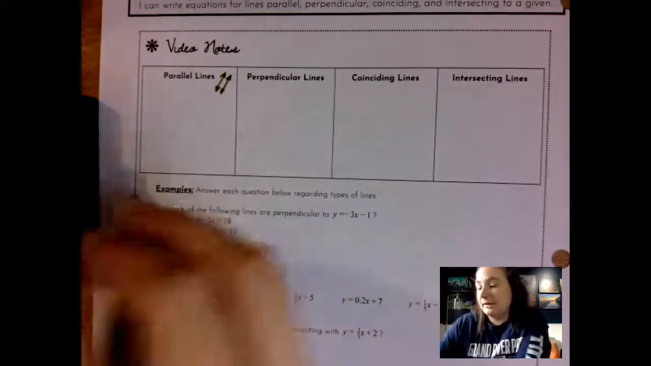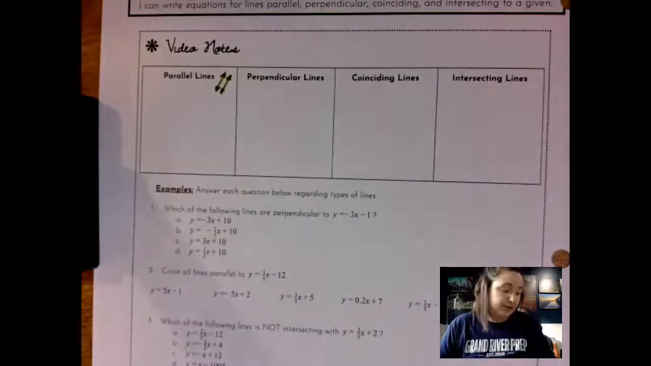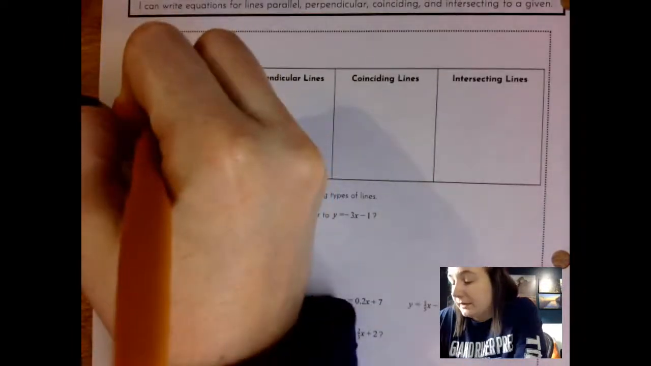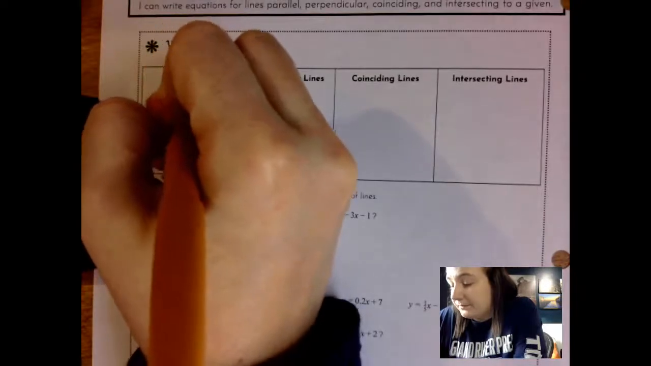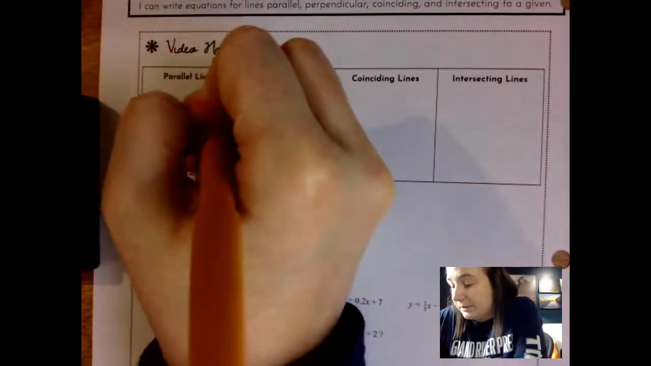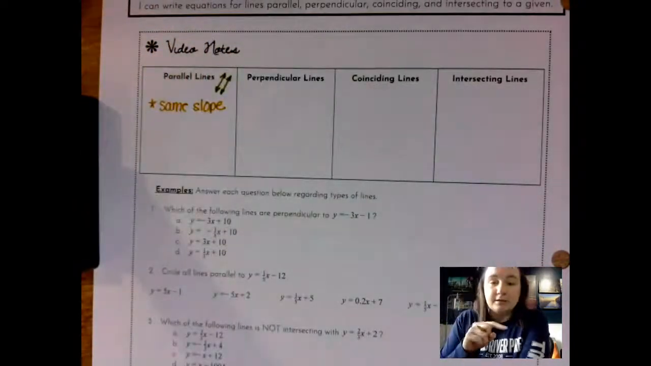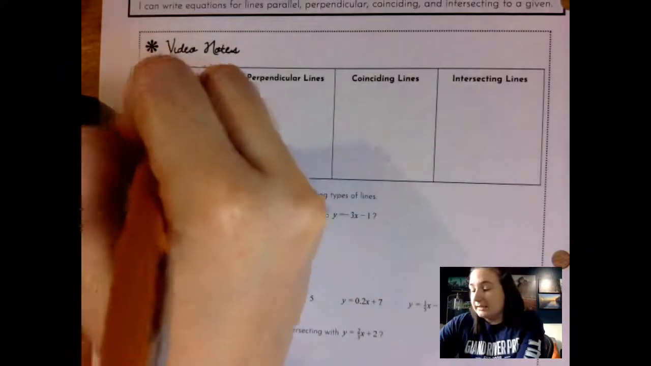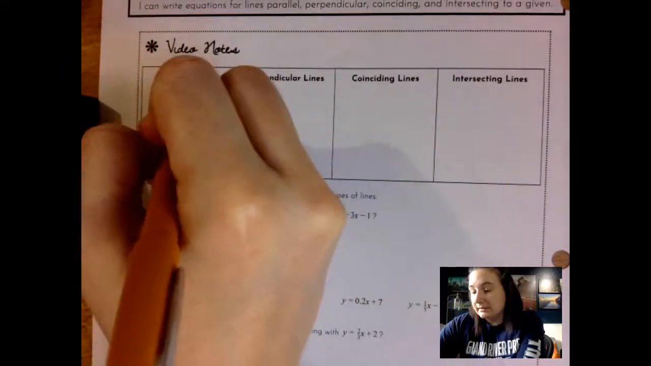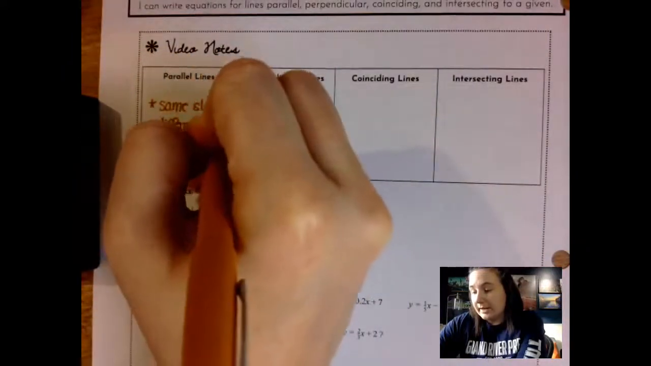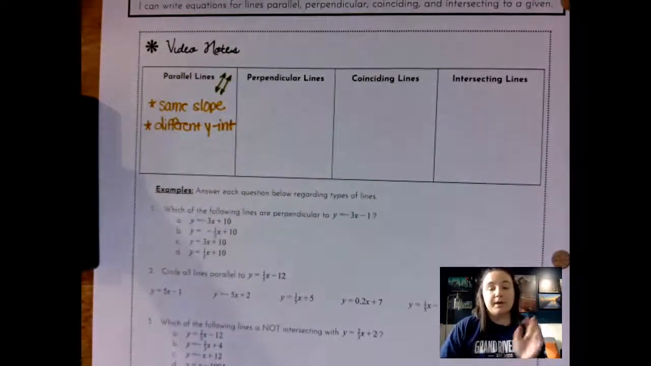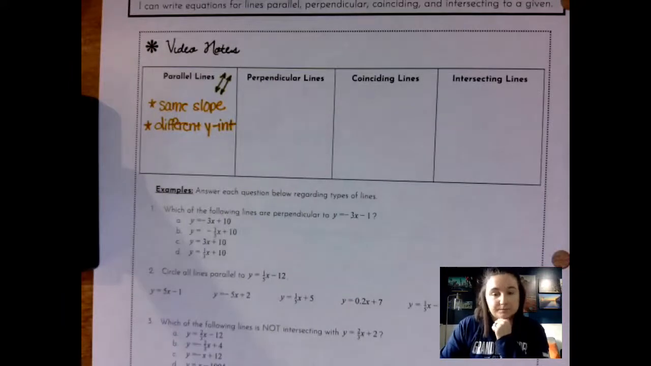And so parallel lines, the characteristics that we want to include is that parallel lines have the same slope, which makes sense because they are either increasing at the same rate or decreasing at the same rate. And then a different y-intercept. So they need to have the same slope, but a different y-intercept.